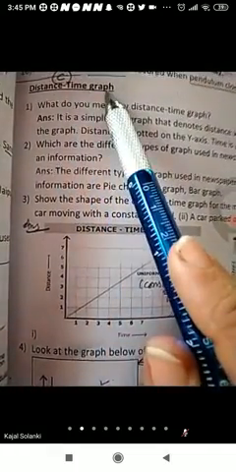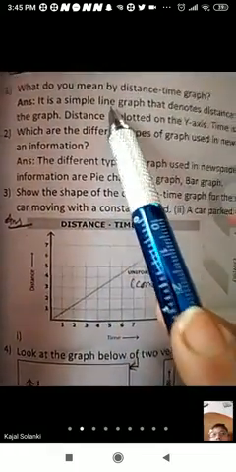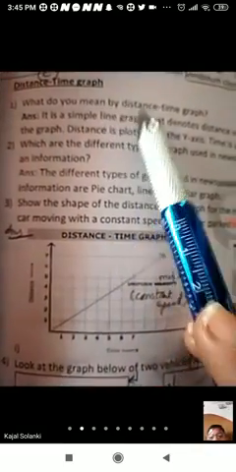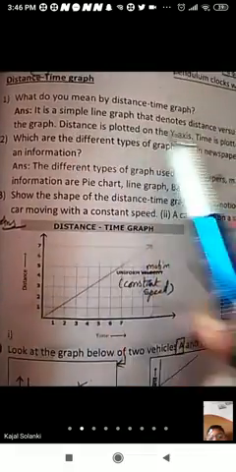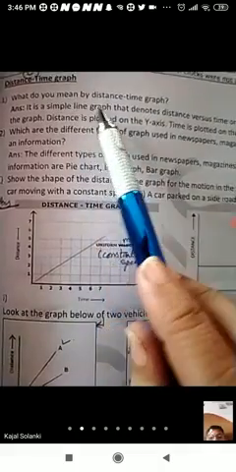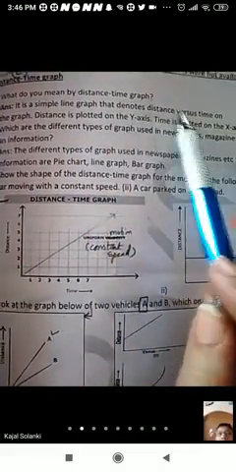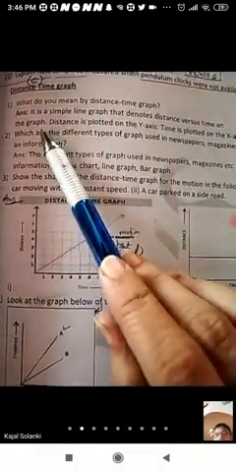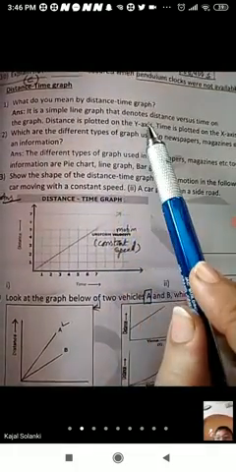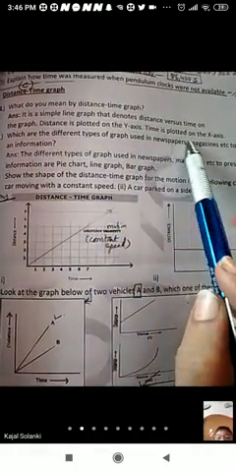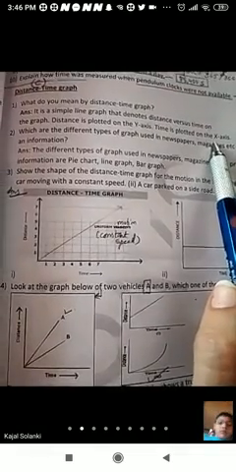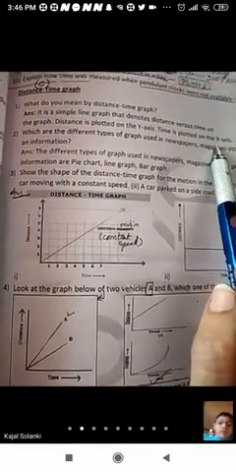Distance time graph. This question was given to write. What do you mean by distance time graph? So यहाँ पे only question answer लिखना है आपको. Very easy. It is a simple line graph that denotes distance versus time on the graph. Distance is plotted on y-axis and time is plotted on x-axis. Simple.